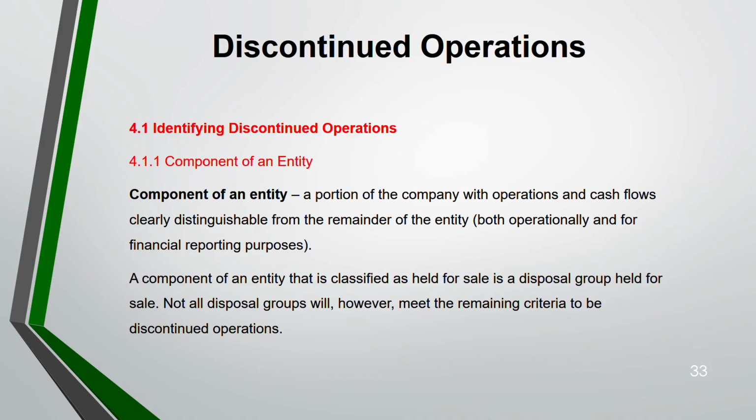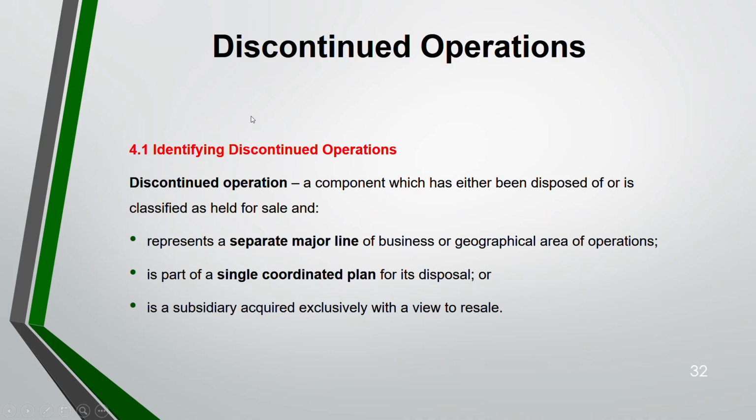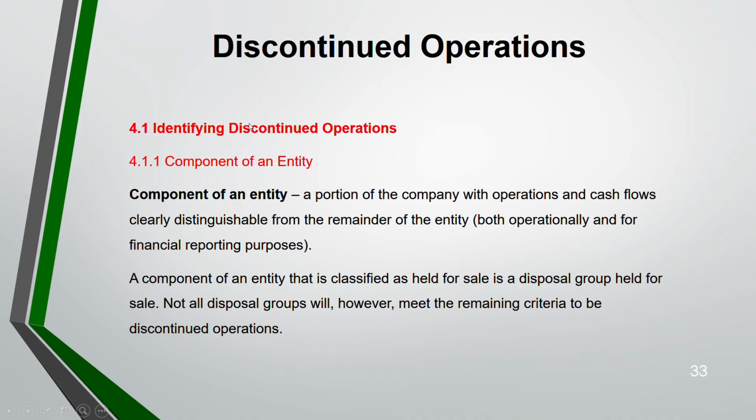But not all disposal groups will meet the remaining criteria to be a discontinued operation. Remember, a disposal group can be both classified as held for sale and a discontinued operation, but not necessarily it will be a discontinued operation all the time. Why? To be classified as a discontinued operation, you have to meet the remaining criteria. What are the remaining criteria? Major line of business, single coordinated activity. Okay, these are the three points. And a subsidiary with a view to resale.